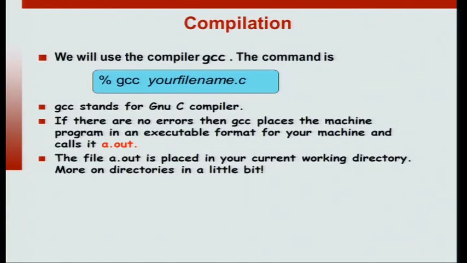Name your file as whatever you want. Let's call it your file name .c, and then gcc your file name .c. It will produce the executable file. If you are on Linux, the executable file that it creates is something called a.out. If there are no errors and you look at your directory, there will be a new file called a.out in your directory, and we will explain the directory structures in another session.